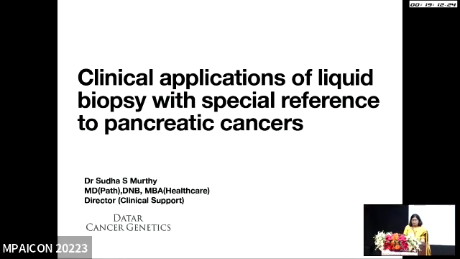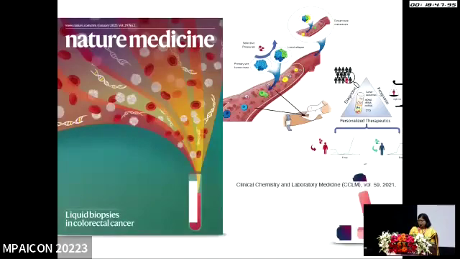Before moving on to the topic proper, I realized that almost every aspect of liquid biopsy was being covered in this conference, which has been so beautifully designed. So I thought, let me take a relevant area which needs some attention in the form of liquid biopsy. And that's why it's titled Clinical Applications of Liquid Biopsy with special reference to pancreatic cancers.